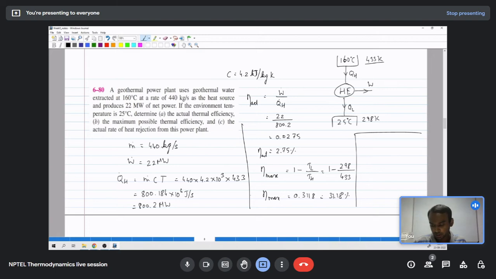Now the actual rate of heat rejection from the power plant has to be calculated. So that is QL. QL is QH minus W. So actual QH is 800.2 and actual W is 22. So we have 778.2 megawatt, which is rejected.